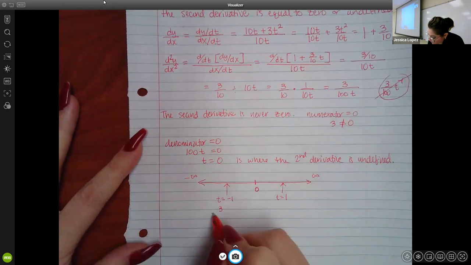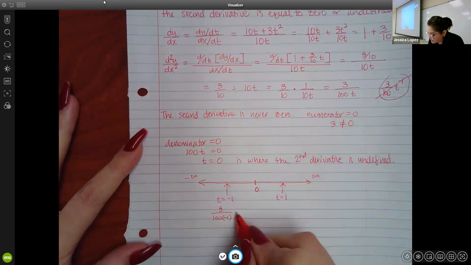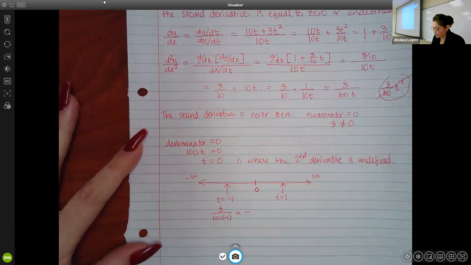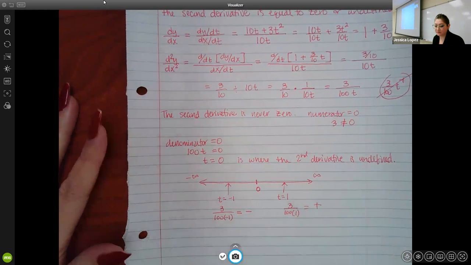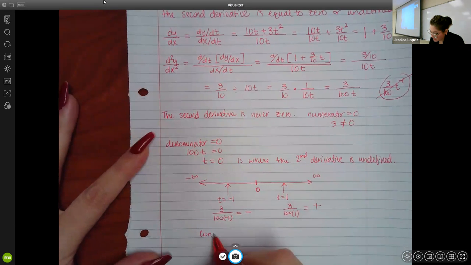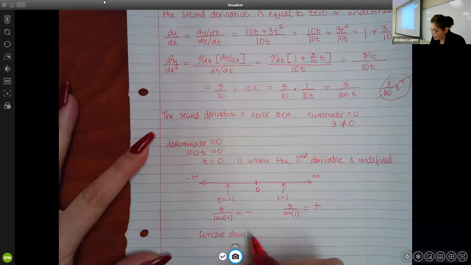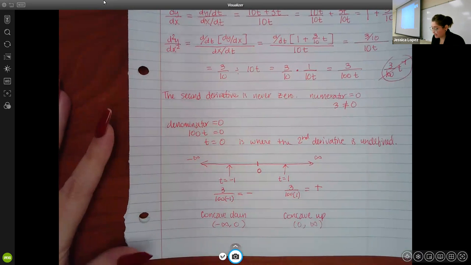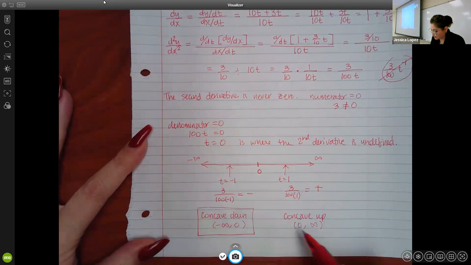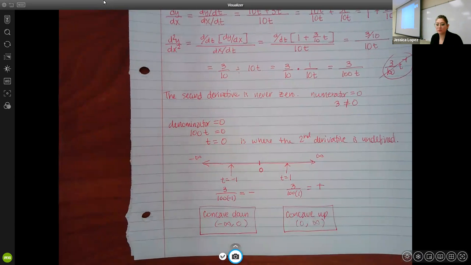So I'm plugging them into this. So 3 over 100 times -1 is going to give me a negative value, right? We don't care what the number is, just the sign. 3 over 100 times 1 is going to give me a positive number. So what does that mean? That means it's concave down on this interval, which is negative infinity to zero, and it's concave up on this interval, which is zero to infinity. And this is what they were wanting. They just wanted you to type in the intervals. But you wouldn't even know where to chop it, right? Unless you figured out what the critical numbers were.